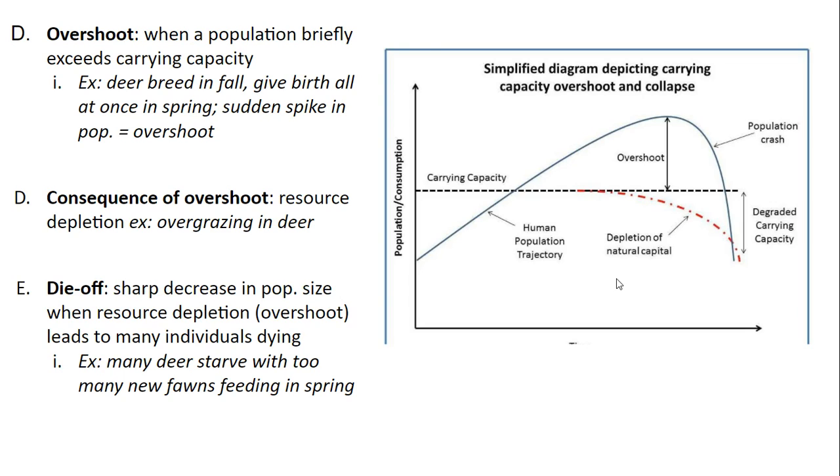As a consequence, we see resource depletion. Now we see overgrazing by deer. There's not enough food available, so their population numbers decrease, and we see what's called die off. That's a sharp decrease in population size when that resource depletion occurs. As a result, many deer may or may not starve with too many new fawns feeding in the spring. And so their population will fall below the carrying capacity. When it does, resources can become plentiful once again, and the population will continue showing that type of pattern.